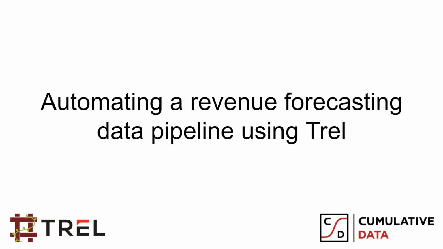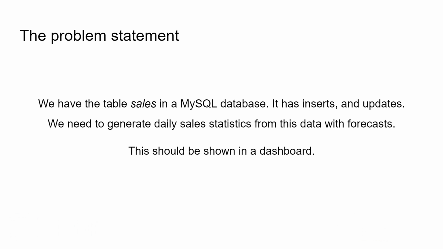Today, we'll take a look at how we can automate a revenue forecasting data pipeline using Trel. So here's the problem statement. We have a table sales in a MySQL database. This table is having frequent inserts and updates, and we need to generate some daily sales statistics from this data, and we would like some forecasts to go with that. And we want all of this shown in a dashboard.